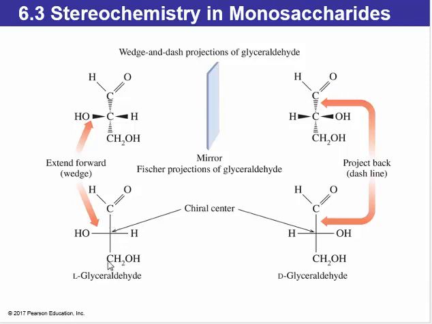So on the left we have 1 isomer of glyceraldehyde, the L isomer, and on the right we have the D-glyceraldehyde isomer. They are mirror images of one another, and any carbon that is not chiral is expressly written out along with what it's bonded to.